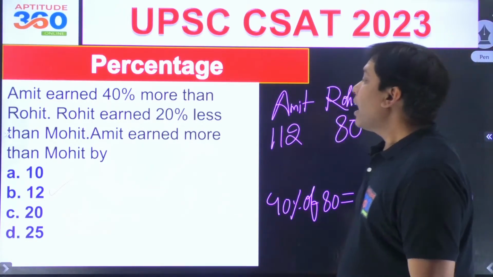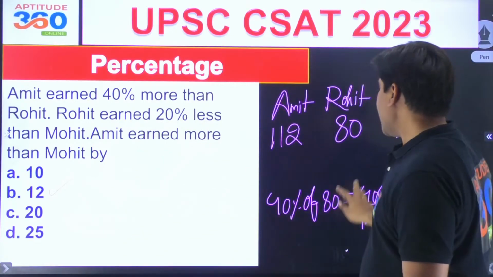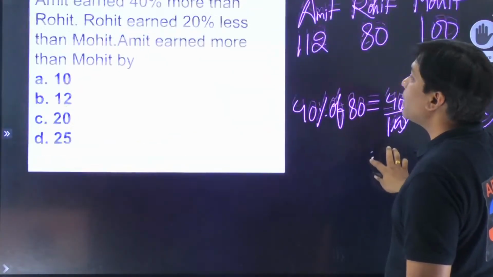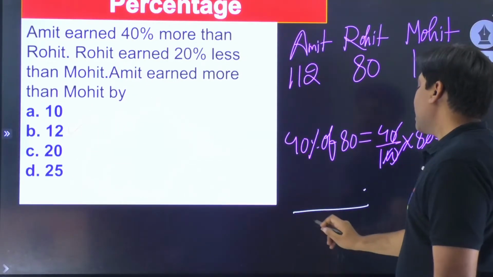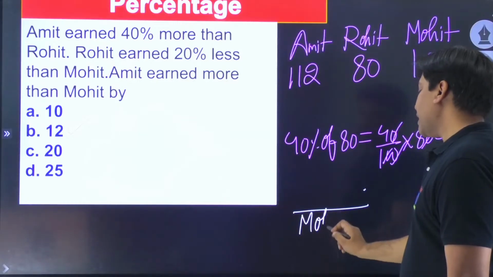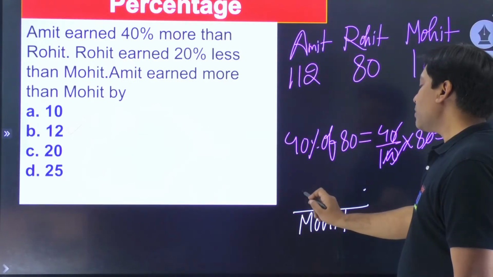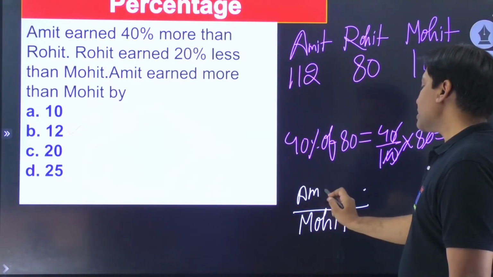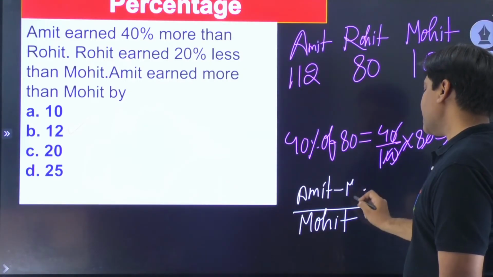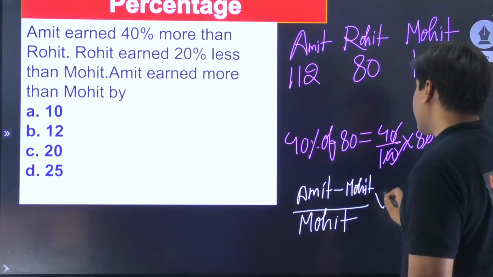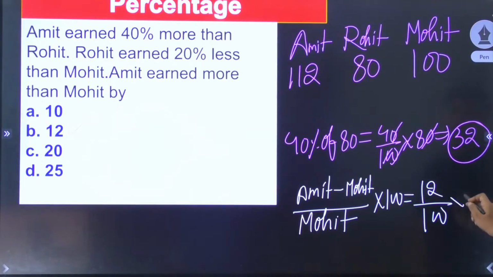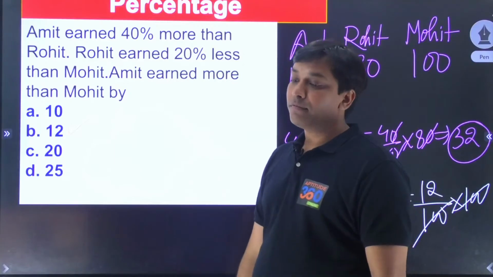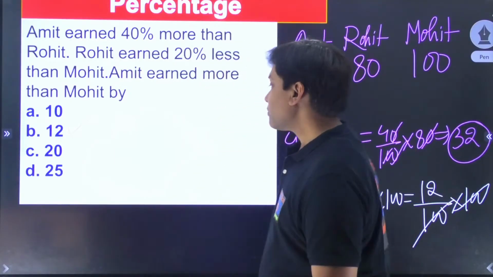It says that Amit earned more than Rohit by... that is, Amit's should be compared to Mohit's. So the comparison is of the case. Below here you will write Mohit's value, right, and here in the numerator what will you write? How much more Amit earned than Mohit. That is what you have to write, isn't it? And then you have to write 100 here. So this value is 12 upon 100 into 100. The right answer is coming out as 12. Fantastic, people. Good job.